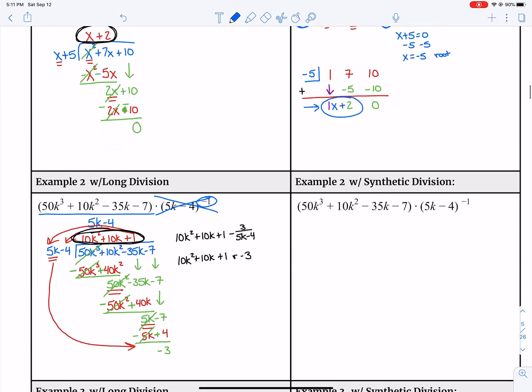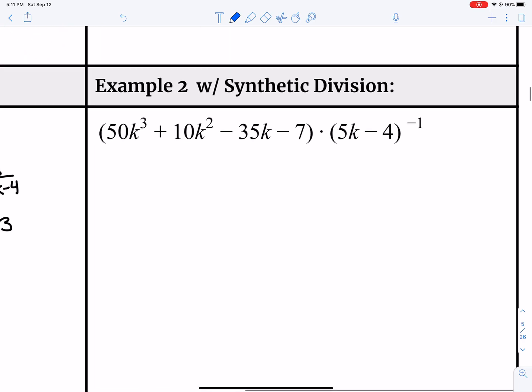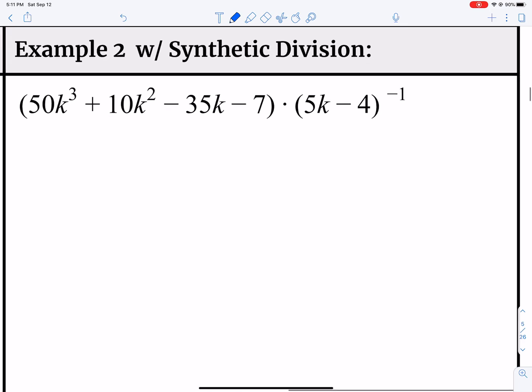All right, so let's look at another good example. For example 2, you first want to make sure that your divisor has a leading coefficient of 1. And in this case, it has a 5. So what we have to do is divide everything by that number. So this is an example of where synthetic division may not be your first choice because it does take this extra step. All right, but let's work on it and show you how it works out anyway.